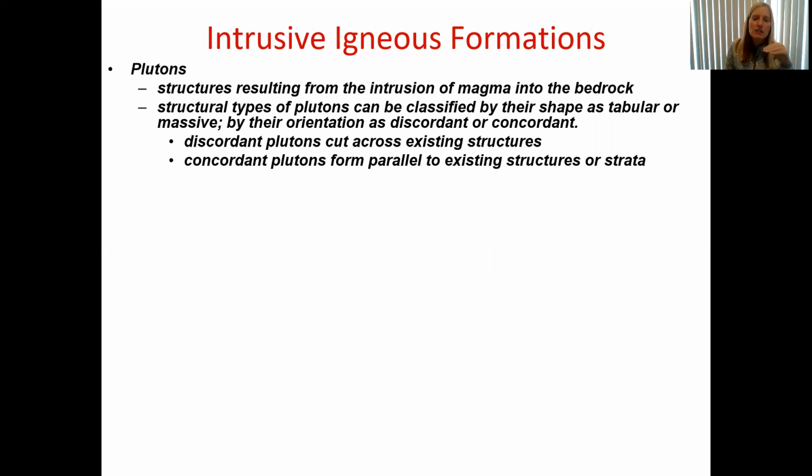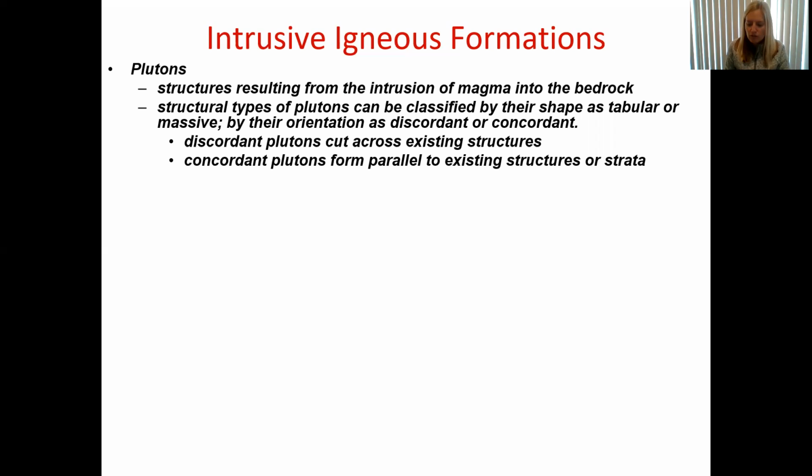If they are in line with the current layers or strata, we're going to call those concordant. And if they are able to cut across the bedrock, so if my layers are horizontal and nice and flat like this, which they're not always, but if they were, then my discordant pluton is going to be able to cut across those layers and doesn't have to be in line with those original layers or strata.